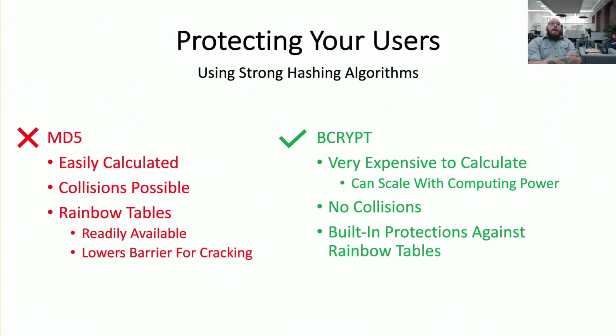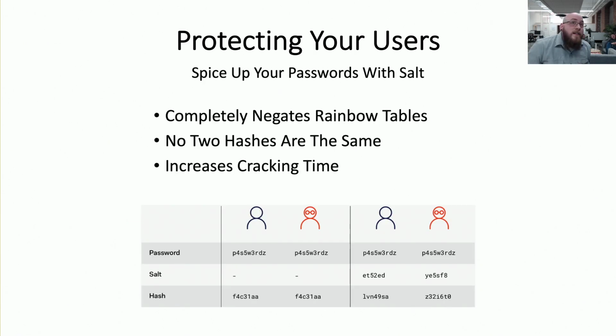Comparing that to bcrypt, bcrypt was specifically made for passwords. It's extremely expensive to calculate, and it has the ability to scale with computing power. So as machines become more and more powerful, you can scale bcrypt up to continue to be an effective solution. There's yet to be a collision, and it has built-in protections against rainbow tables. So again, protecting your users by spicing up your passwords with salt. This completely negates rainbow tables. It ensures that no two hashes are the same. It increases the amount of time to crack.